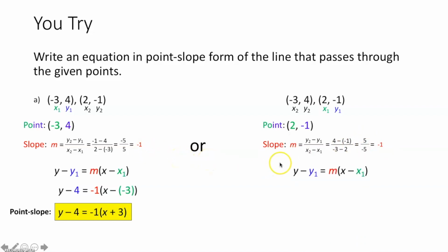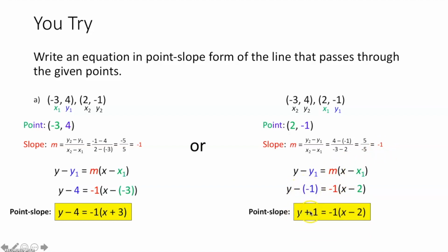Now, the only thing that's different is the point. So I'm going to plug in 2 for my x sub 1, negative 1 for my y sub 1, and negative 1 for my m, my slope. Is there anything I can simplify? Yeah, this minus negative 1, I can make y plus 1. And now I have the point slope form of the equation of the line that passes through these 2 points.